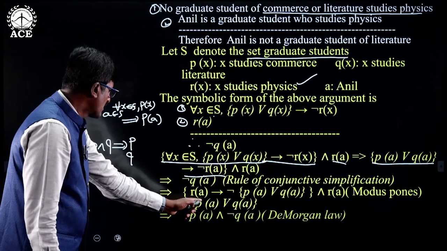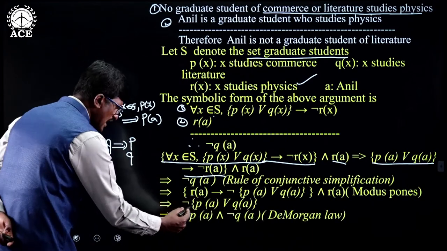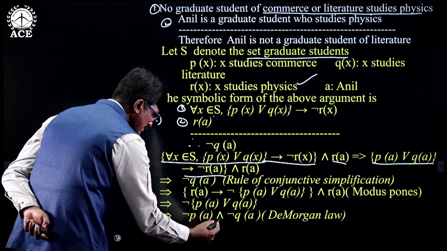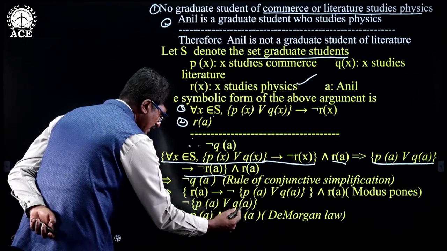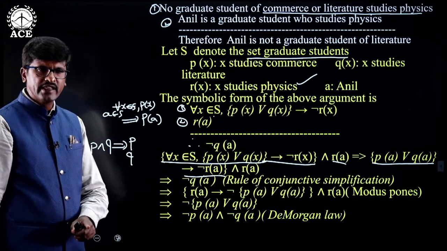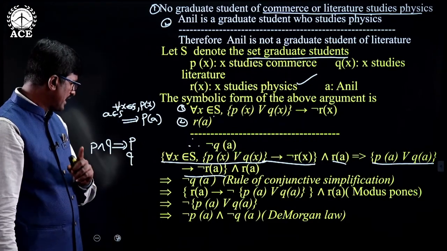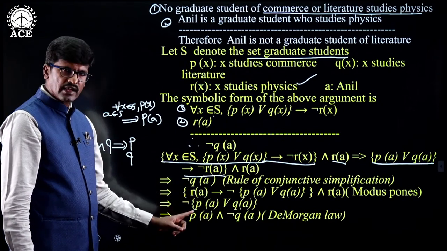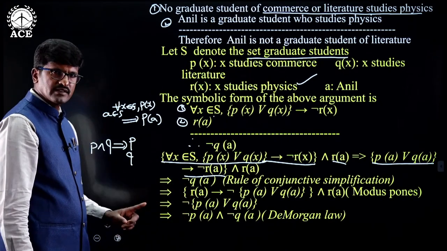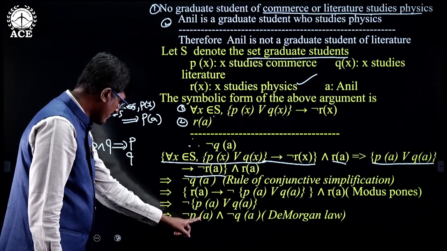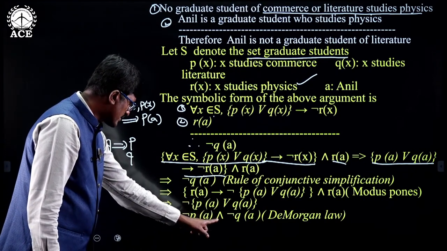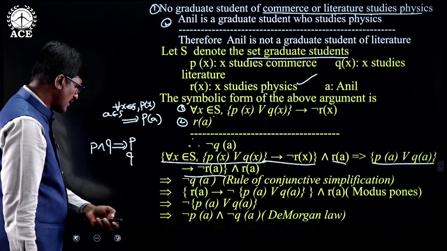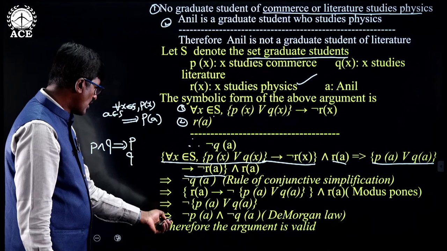From this negation, I am applying the negation. So negation of P of A, or connective will be replaced with and connective, and negation of Q of A. When we are finding the negation of any statement, you have to replace or connective with and connective and each statement with its negation. So negation P of A, or connective is replaced with and connective and negation Q of A. So that is De Morgan's law. From this, the argument is valid.